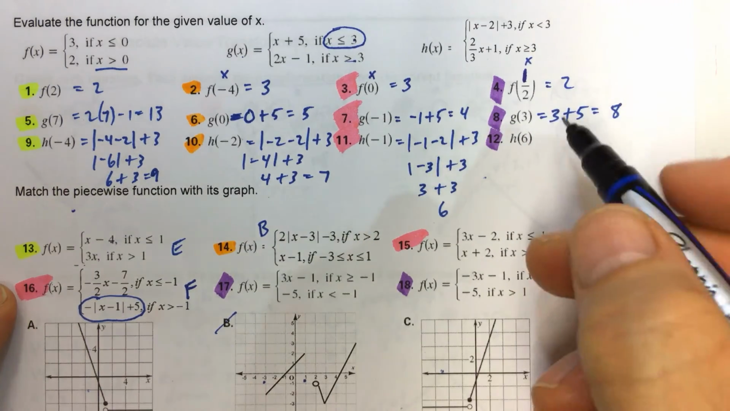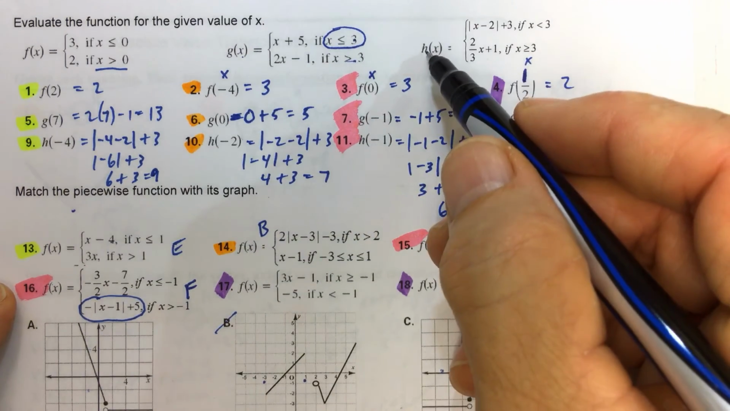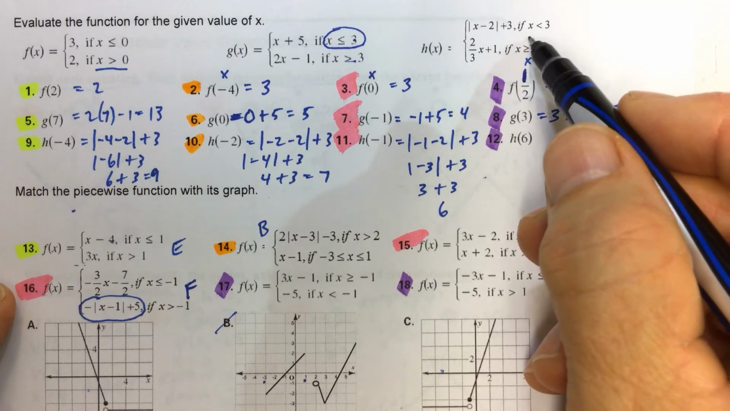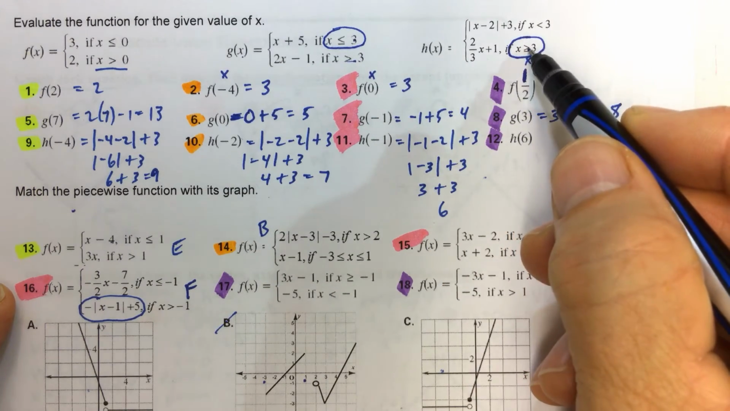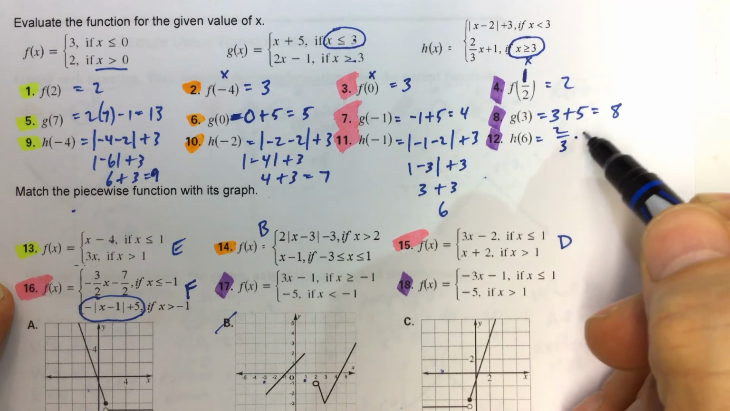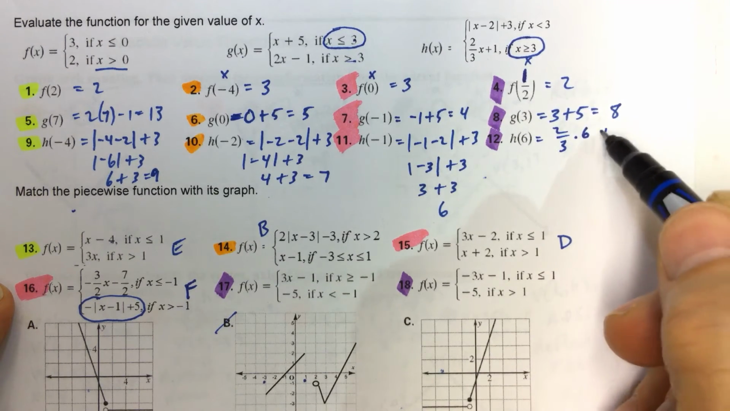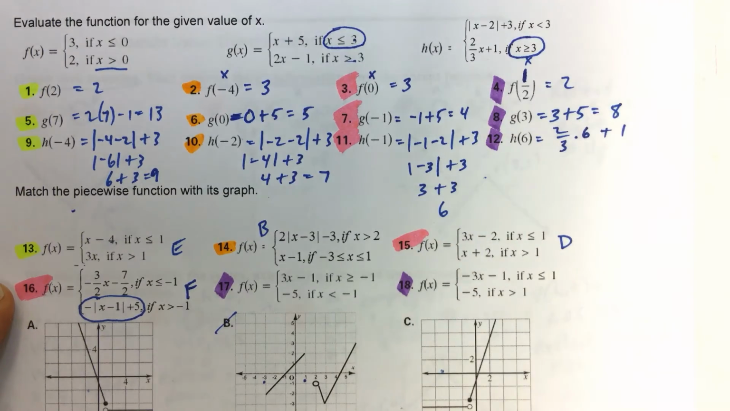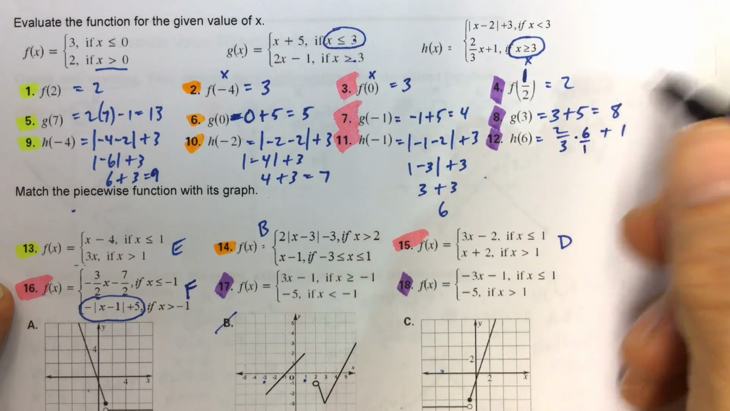H of 6, well, we have to look at the function h. We identify what piece we're going to use. 6 is greater than or equal to 3. So we replace x with 6 in this second piece. Well, 6 can be written as 6 over 1.